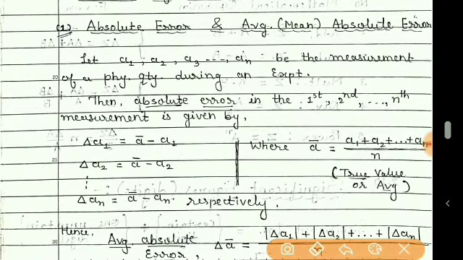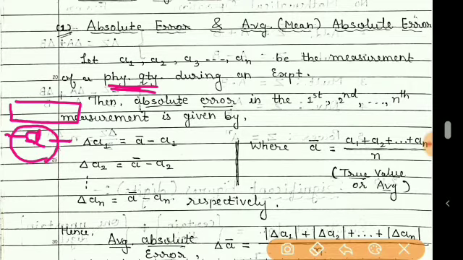Suppose we are measuring any physical quantity like length, mass, time, etc. Let us consider a physical quantity that we want to measure. Suppose an object is given and we want to find its length. Suppose the symbol of this length is A. So we want to determine the length A of this object.